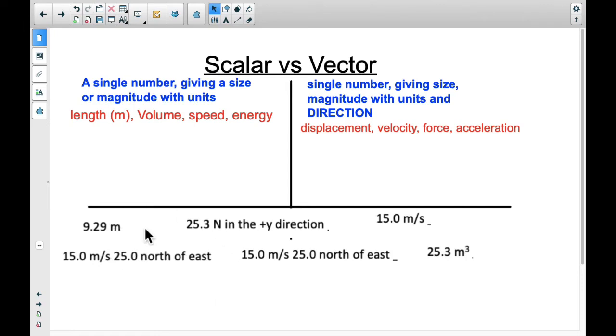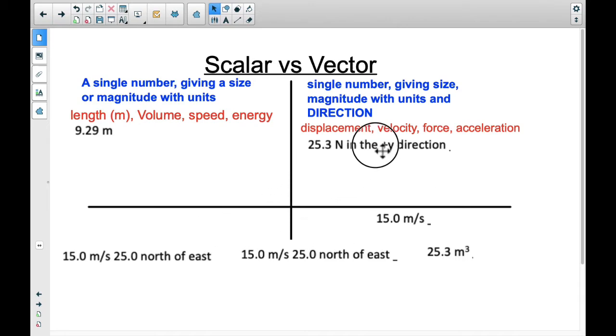So 9.29 meters. We talked about that a little bit ago. It is length. It is just meters. It doesn't say which direction. It's just how long something is. Now this one, that actually has a direction to it, right? Now this, you might not know this. That N stands for newtons, and newtons is a measure of force. So this is like you are pushing something in the positive y direction, meaning up, with a force of 25 newtons. Okay, 15 meters per second. Does that have a direction to it? No, it does not have a direction, so it's a scalar.